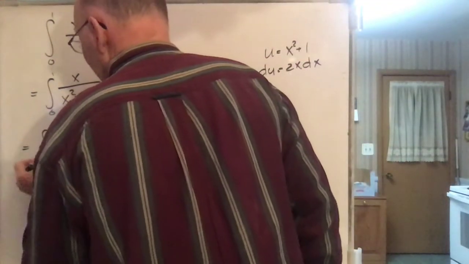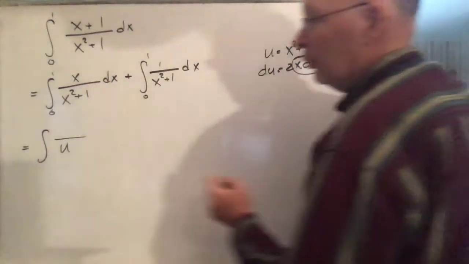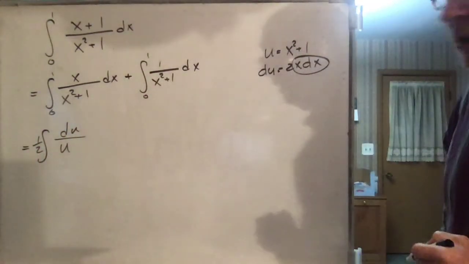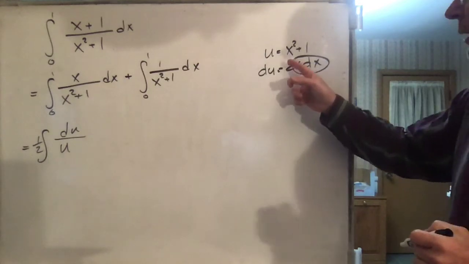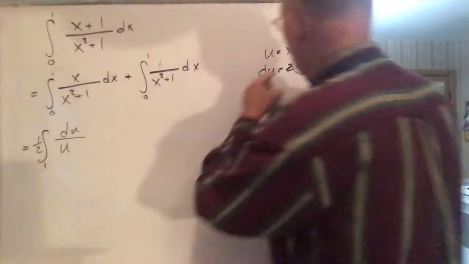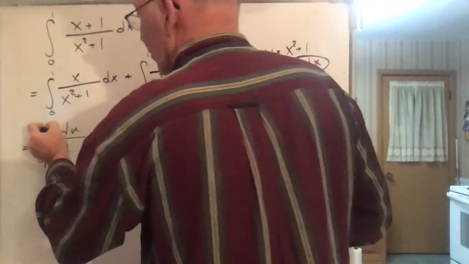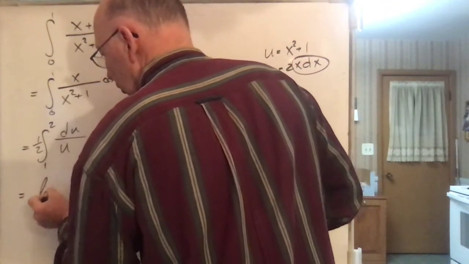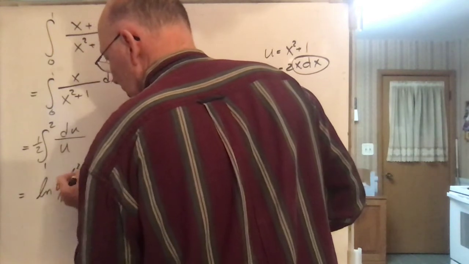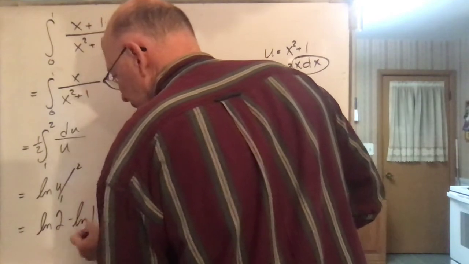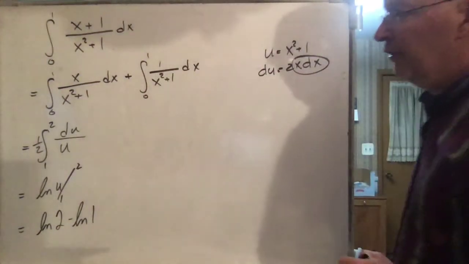So this integral becomes the integral of u on the bottom. x dx is 1/2 du. There's your 1/2 du. You can change the limits of integration. When x is equal to 0, u is going to be 1. When x is equal to 1, u is going to be 2. And that's just going to be the ln of u from 1 to 2, which is equal to the ln of 2 minus the ln of 1. Of course, the ln of 1 is equal to 0. So you got all that stuff.